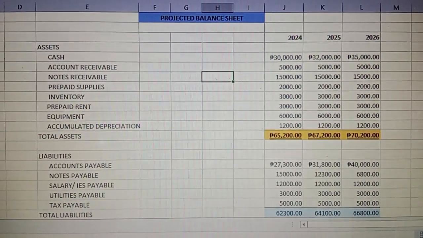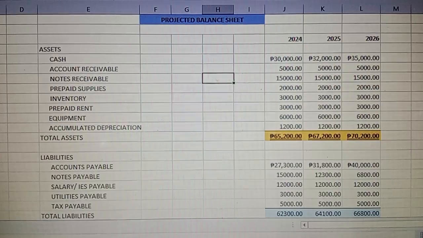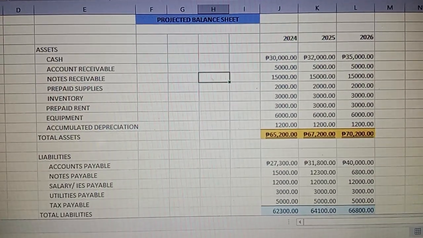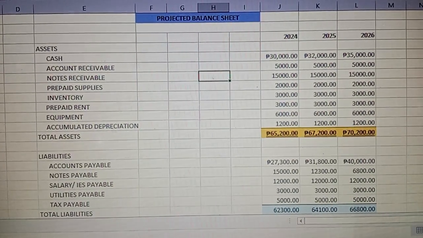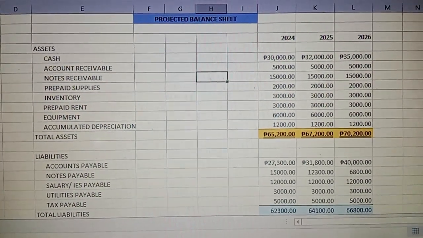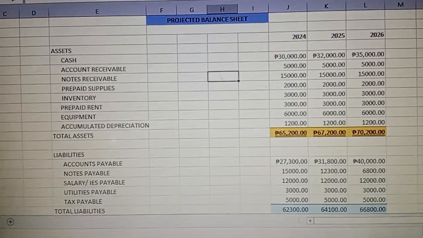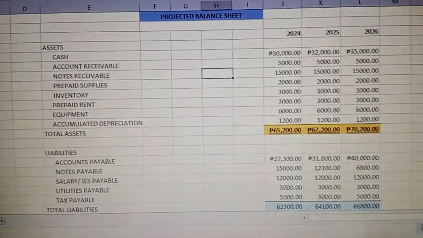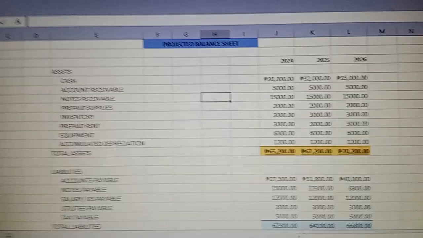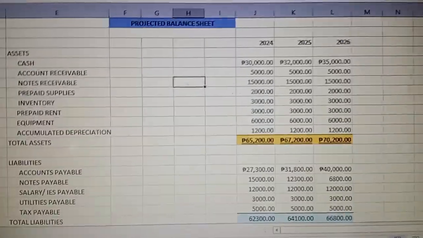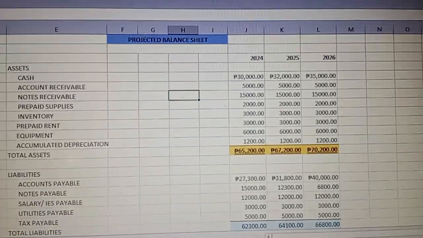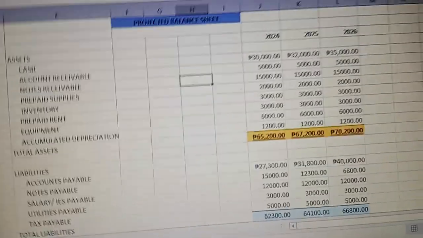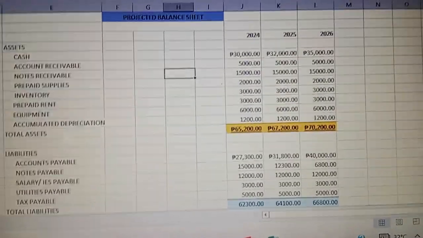But if you can minimize, because it is not advisable for a micro business to have a high number of receivables, because if you have so many receivables, it is common that sometimes it is really hard to collect. So if you can just make it cash, why not? If they can pay in cash, that's better, rather than allowing them to acquire your product on account.